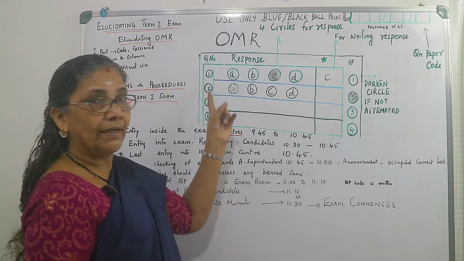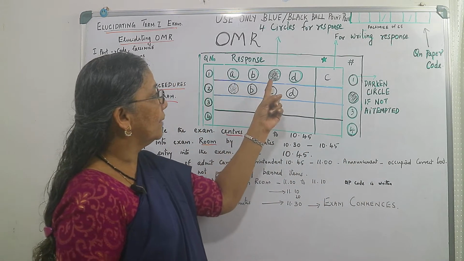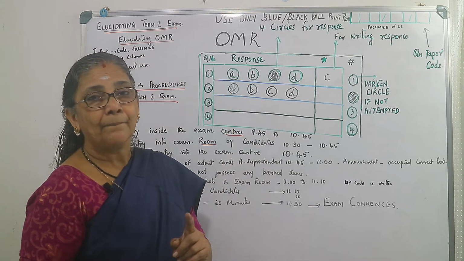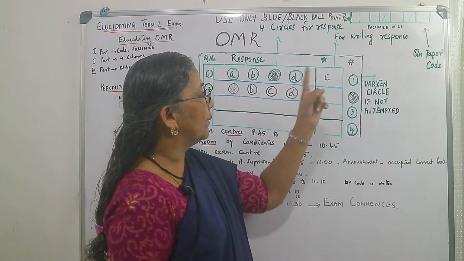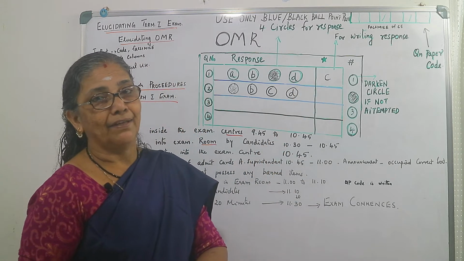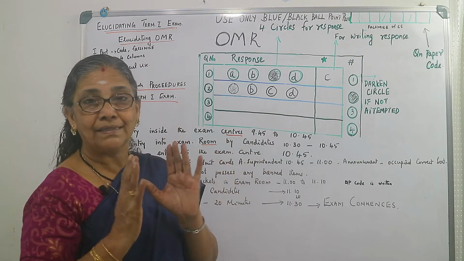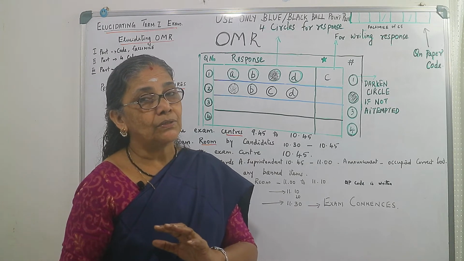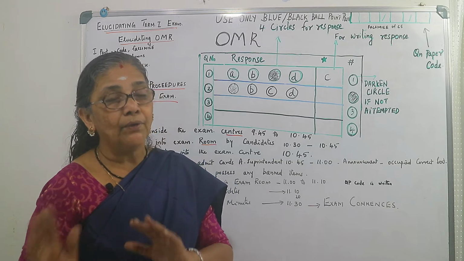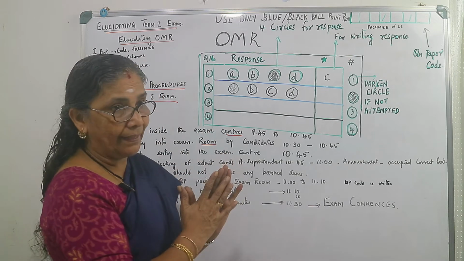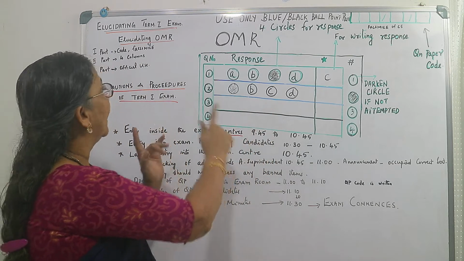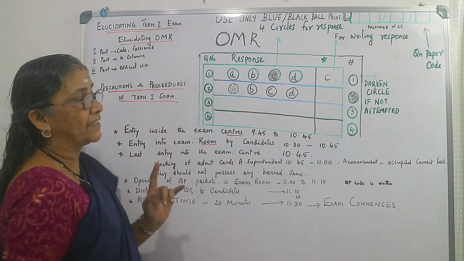This is according to the question number, with options A, B, C, D. Suppose you are marking C, there you have to write C. So these are the 4 major columns, and according to the circular or the notification we can explain it. I am just familiarizing you with this picture. This is the second part, and the first part is code and facsimile.